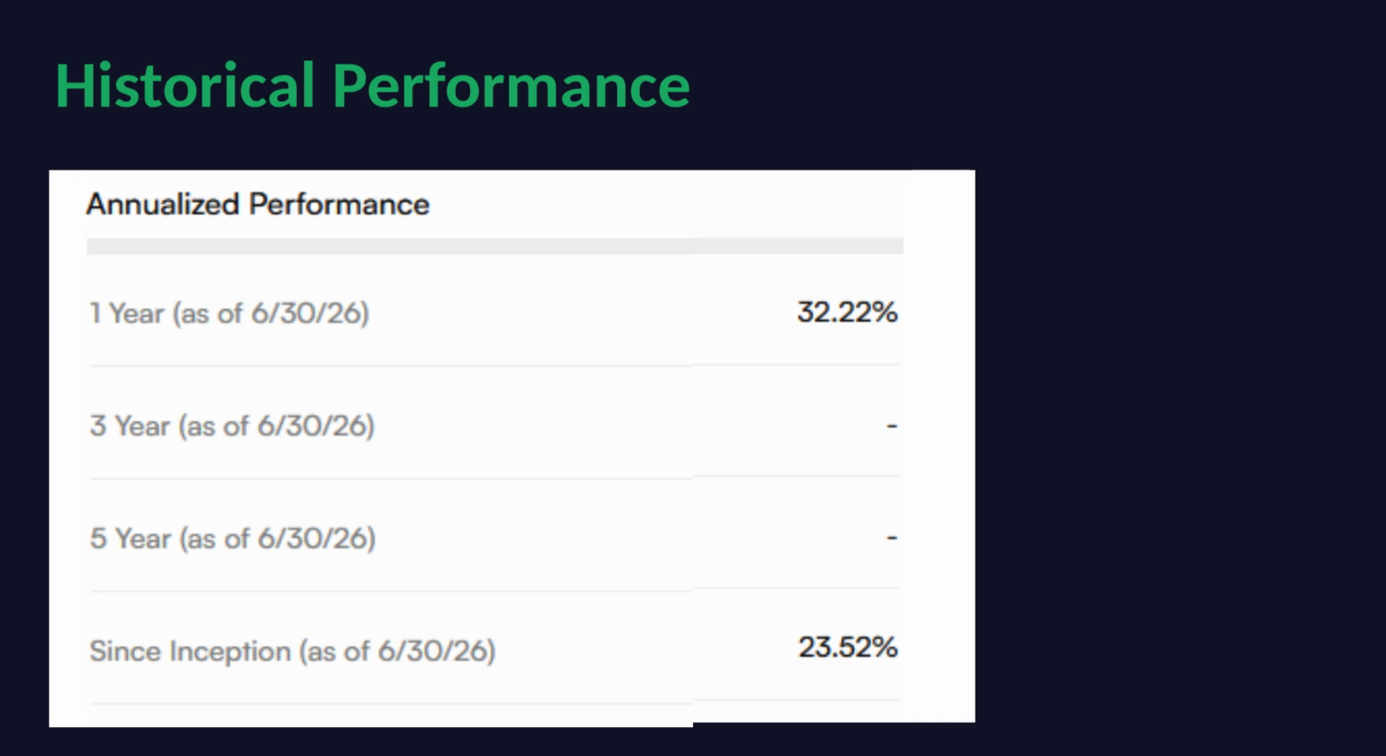Investors should avoid assuming these returns will continue indefinitely. Instead of focusing only on the past returns, ask yourself whether the strategy fits your investment goals. QDTE may be an excellent income-producing satellite holding, but it's still important to maintain a diversified portfolio and have realistic expectations for future performance.